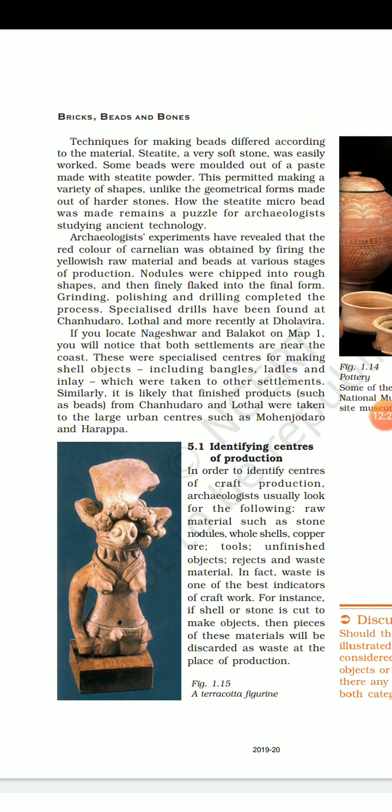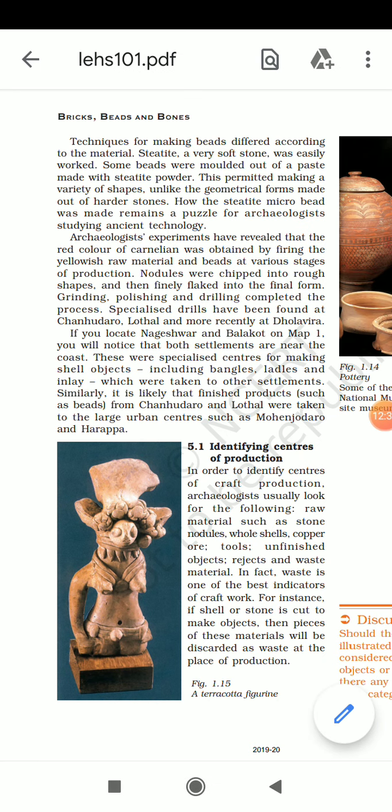Now, what we are discussing is that nodules were chipped into rough shape. Now there must be nodules, meaning some very beautiful design, some sort of it will be, and nodules were chipped. These things used to be pasted, chipped, into rough shape, and then finally flaked into the final form, and then ultimately the final form used to be given. Grinding, polishing, and drilling completed the process.